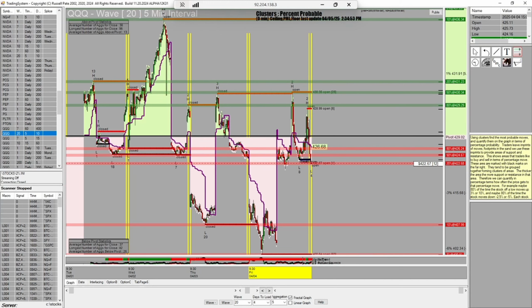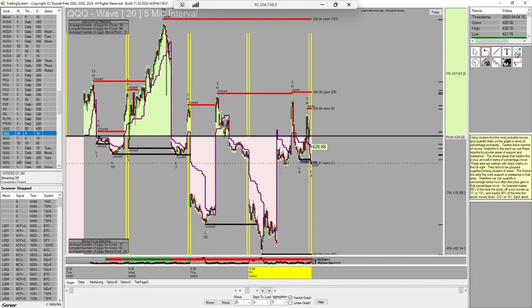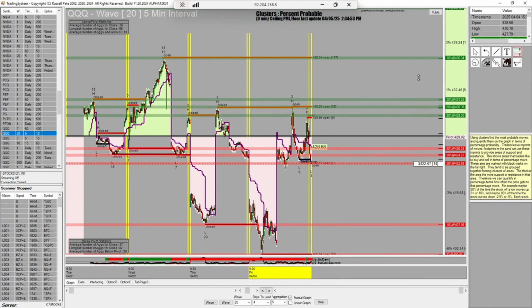When you say percent odds, do you mean odds of pivot? So percent odds, I mean, technically it's called percent probable when you pull up the indicator, but this is saying how often we reach this point when we cross pivot. So when we cross pivot, we have an 80% chance of reaching this point right here. And then 50%, 20%, 10%, and so on.